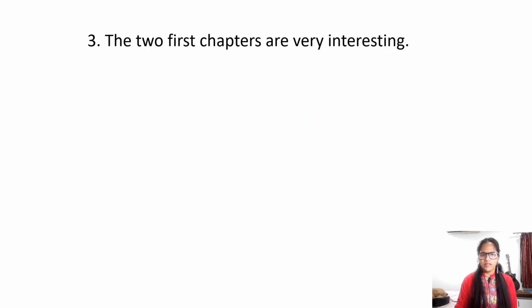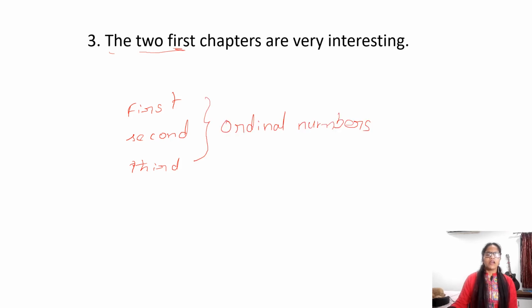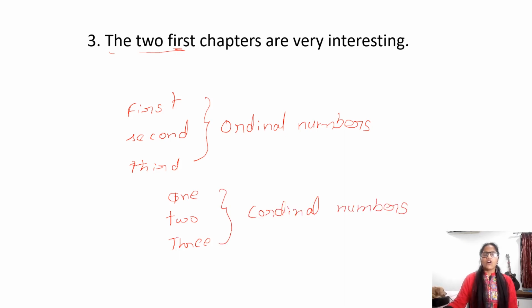Moving to the next one. The two first chapters are very interesting. Here, first, second, third are ordinal numbers, and 1, 2, 3, etc. are cardinal numbers. Ordinal numbers tell about the order. It tells which order. Cardinal numbers answer the question how many, whereas ordinal numbers answer the question which order.